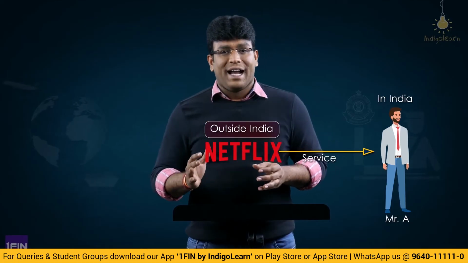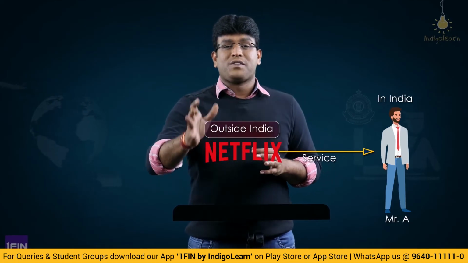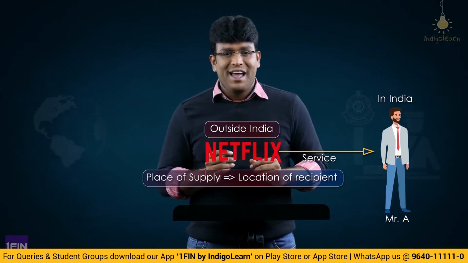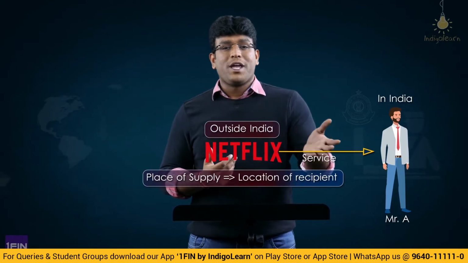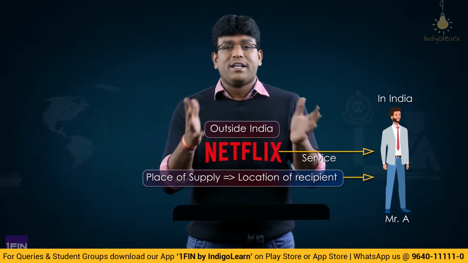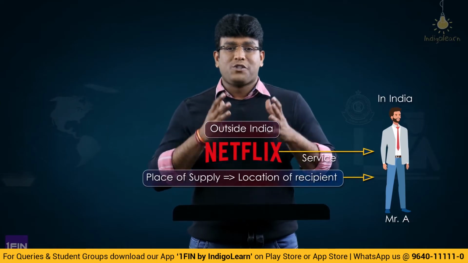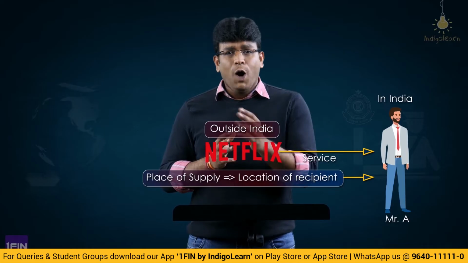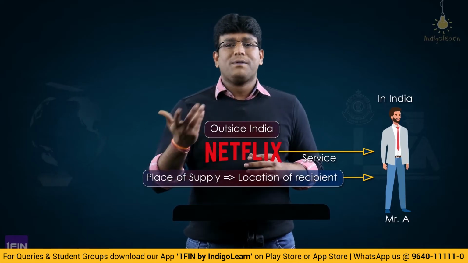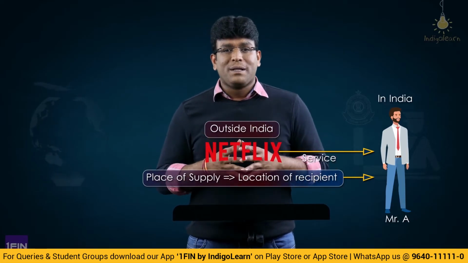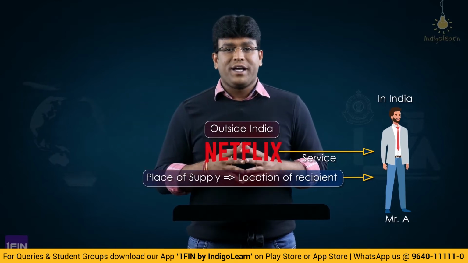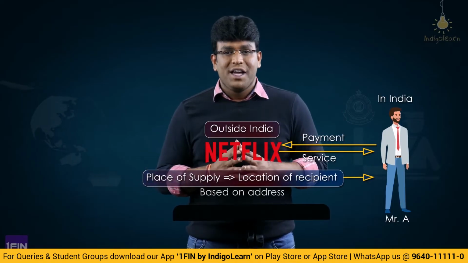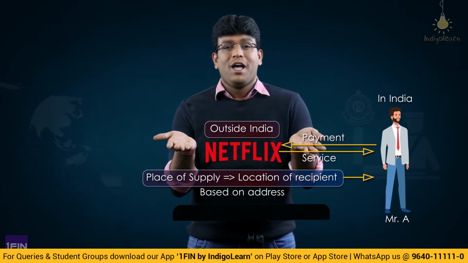And law has specified that in general, the place of supply will be the location of recipient of services. In other words, the place of supply is the location of Mr. A. So wherever recipient is located, that becomes the place of supply. But here, there is one wonderful catch point. That is, how will government know the location of Mr. A? The possibility point is very simple, that at the time of signing up for Netflix, at the time of making payment for Netflix, whatever address Mr. A gives, that will be the basis to find out where Mr. A belongs to.